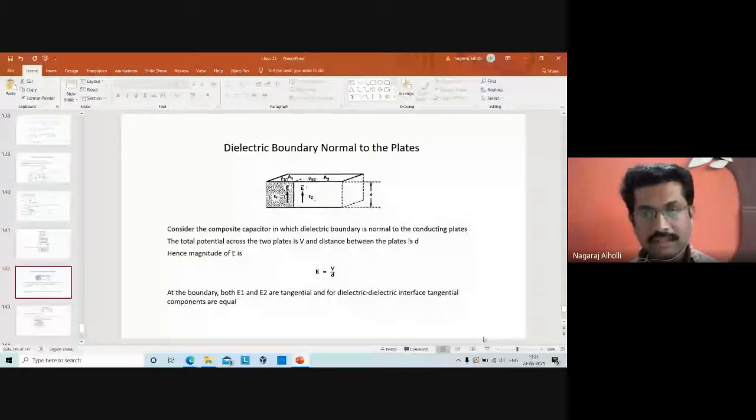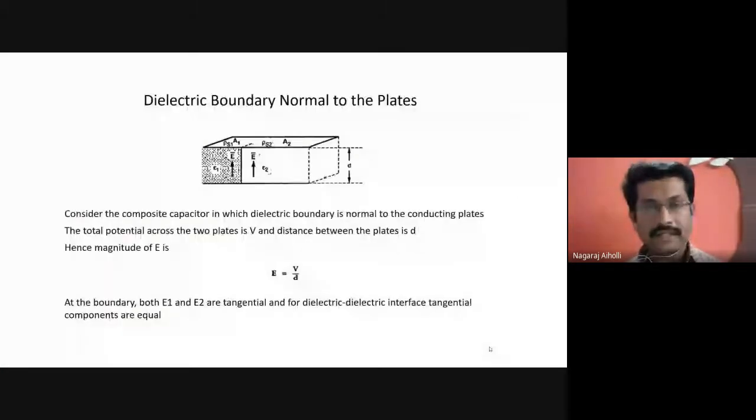So in the next class, I'll be discussing the dielectric boundary normal to the plates. What we discussed just now was the composite parallel plate capacitor with the dielectric boundary parallel to the conducting plates. The next is the derivation for the composite parallel plate capacitor with the dielectric boundary normal to the conducting plates. That we'll see in the next class.